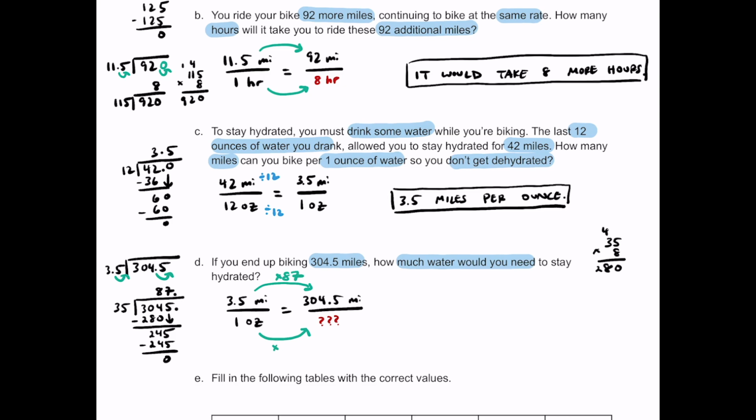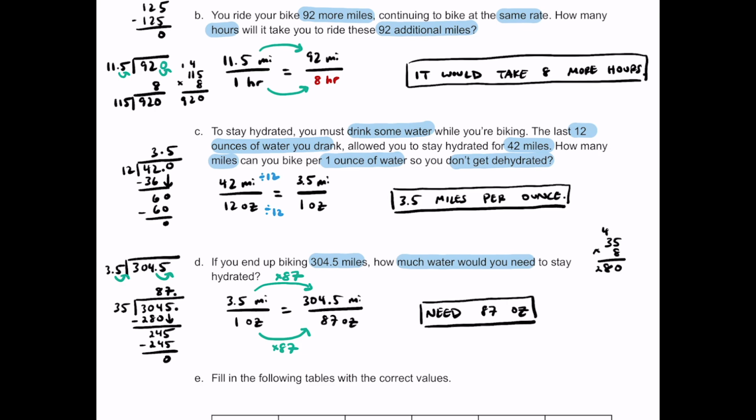That means on the bottom, 1 times 87 is going to get us that number. So getting rid of those question marks, 87 ounces would keep you hydrated to bike 304.5 miles. So you would need 87 ounces. I'm just going to use the abbreviation OZ. Again, this is all assuming we're keeping a constant rate and there are no other variables involved.